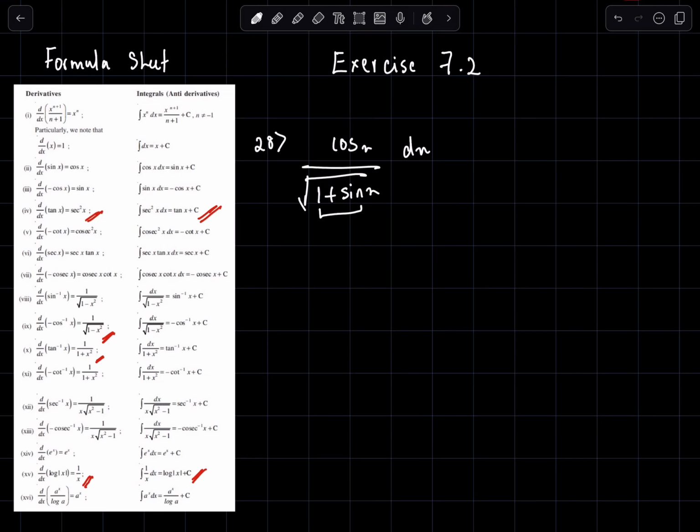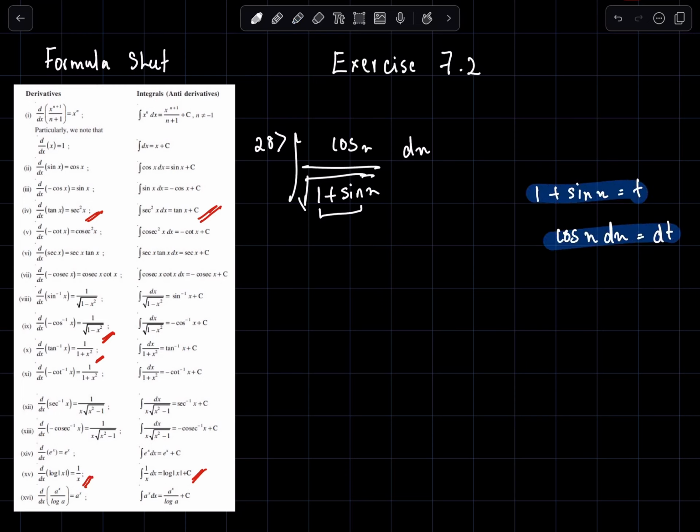So that's why I would take this as equal to t. And remember, it's in a square root too. So simple. 1 plus sine x is equal to t. Now differentiate. Differential of sine x is cos x. So cos x dx is equal to dt. So I think this is really easy to substitute.